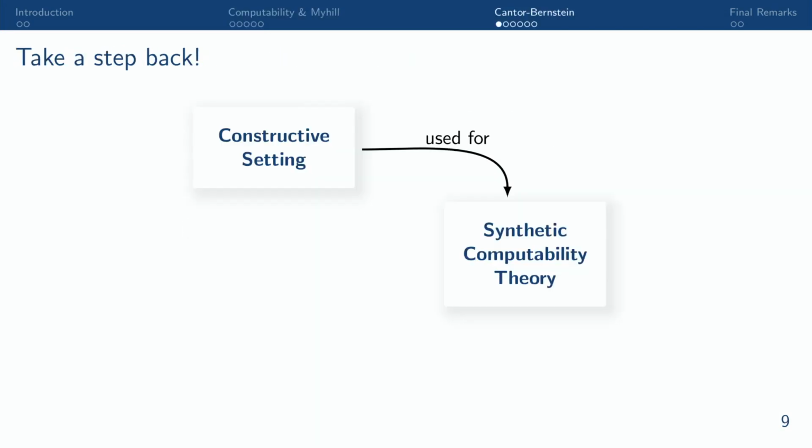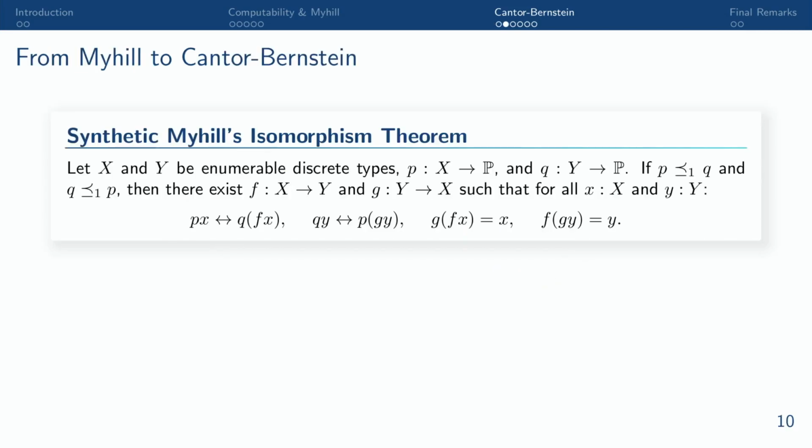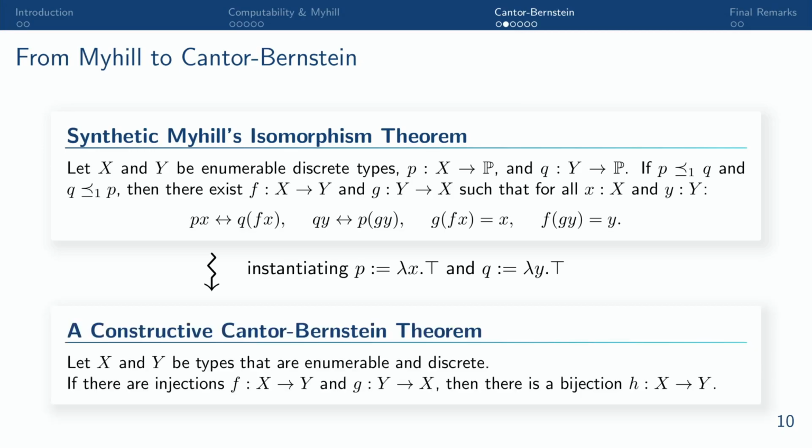But now let's take a step back and look at what we actually are doing here. So as I said, we work in a constructive setting, which is then used to formalize results from synthetic computability theory. The result in this case was the isomorphism theorem. But you might already notice that if we instantiate now the theorem with the predicates that always hold true, it's a little finger exercise, we result in exactly the formulation of the constructive Cantor-Bernstein theorem, talking about injections: if we have injections in both directions, then we already have a bijection.